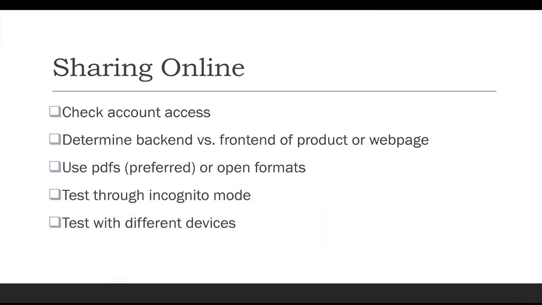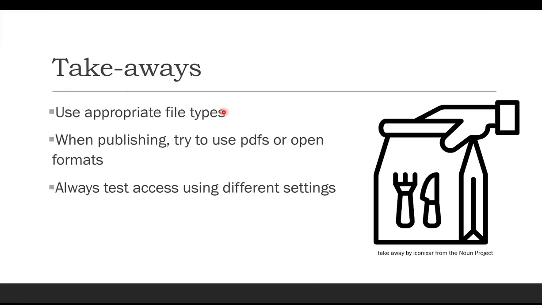Okay, quick takeaways. Use the appropriate file types. Make sure you know what's going to have a transparent background, what's going to open in different programs. When you publish, try to use PDFs or open formats so that people don't have to have a specific program to access it. And then always test access to your stuff using different settings, such as incognito mode.